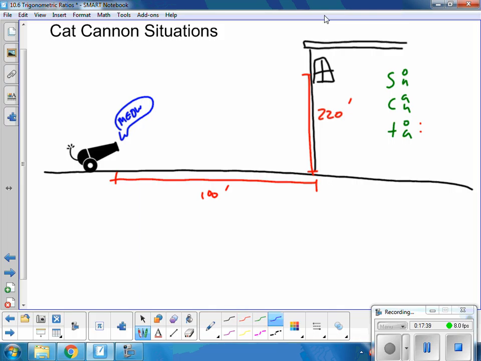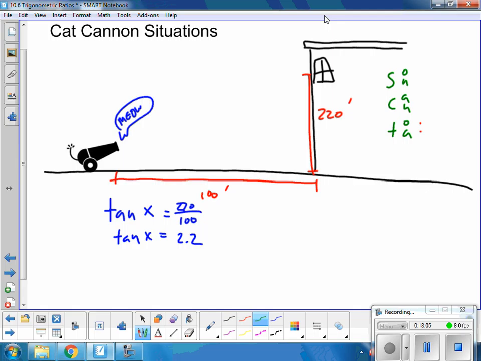Okay, so I'm going to do the tangent of tax. I don't want to do tax, I'm going to do tangent. Tax was the other day. So tangent of x, because I don't know what that angle is, but I do know the ratio is 220 over 100. And if I calculate that, the tangent of x is 2.2.